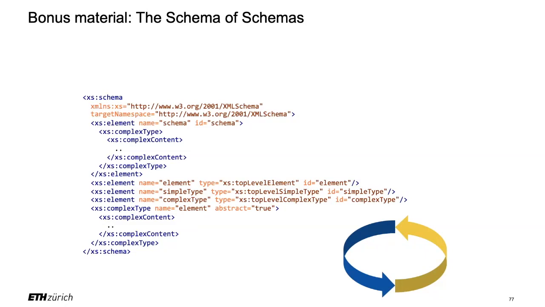And this is just the geeky part in me. That's obviously XML schema is XML. So what about validating XML schema against itself, right? An XML schema is an XML document. It follows a structure. So there is a schema of schemas. This document here is valid against itself.